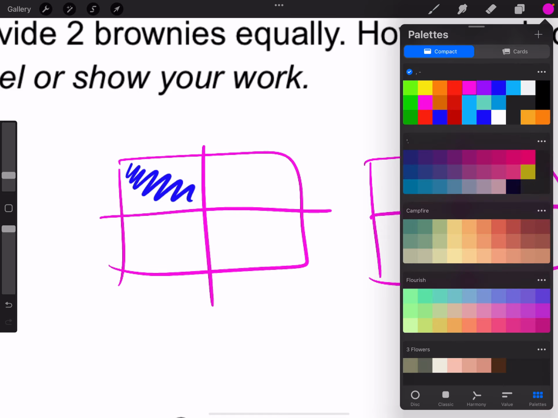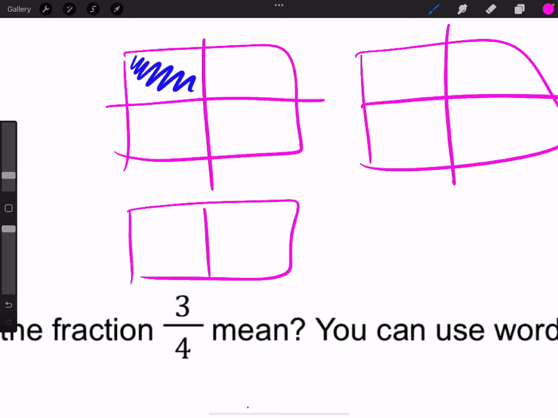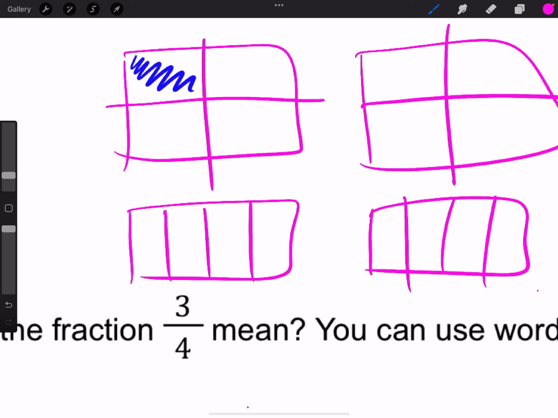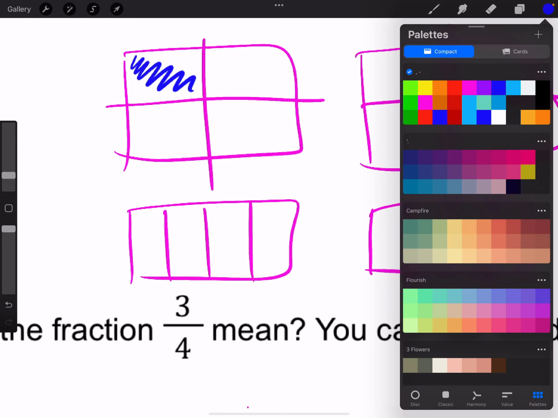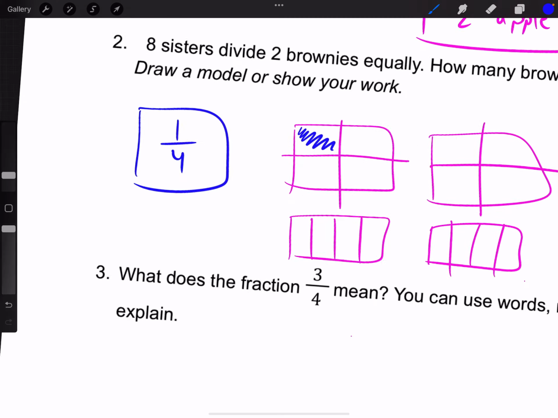Another way to write that, maybe some students will write it like this, one of the brownies will be in 4 pieces like that. That's another way to write it. So you'll see different models, but either way, each sister is going to get 1/4 of a brownie. And that's the answer to that one.